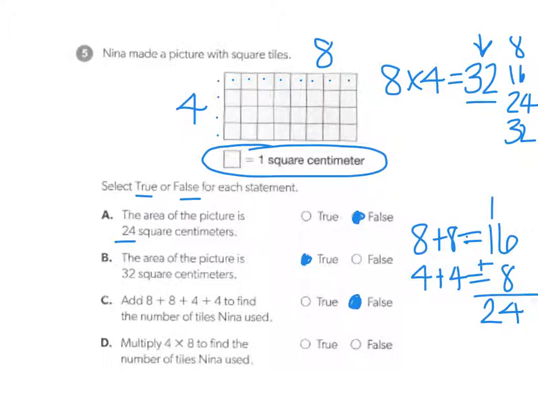Let's look at letter D. Multiply 4 times 8 to find the number of tiles Nina used. Is that true or false? Pause the video while you work and replay when you are ready. Well, that's what we did with letter A to find the area, so I know that that is going to be true.